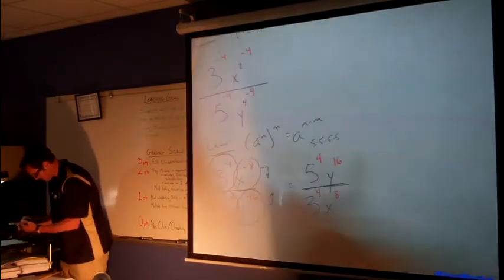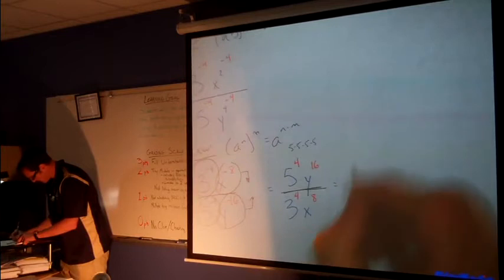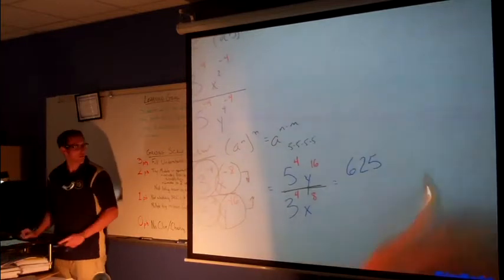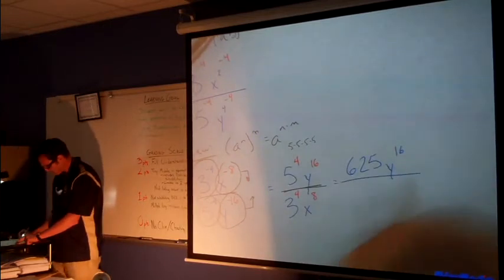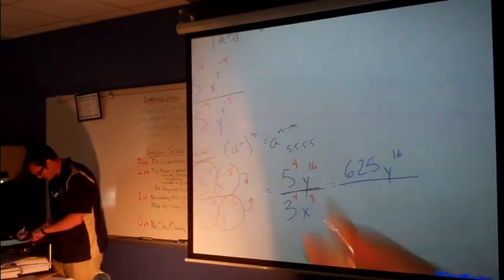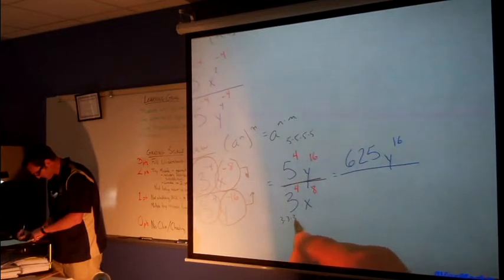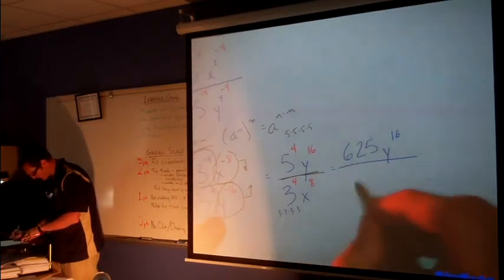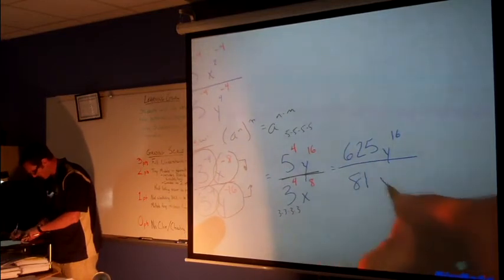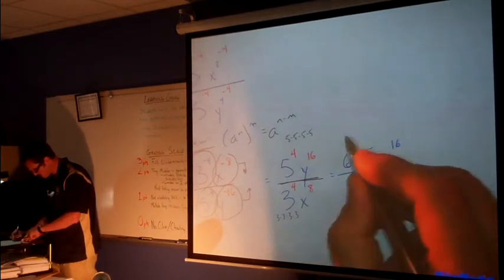So I know I have 625. My y to the 16th stays there. At the bottom, 3 to the 4th power is 3 times 3 times 3 times 3, which is 9 times 9, which is 81. And my x to the 8th power stays there.